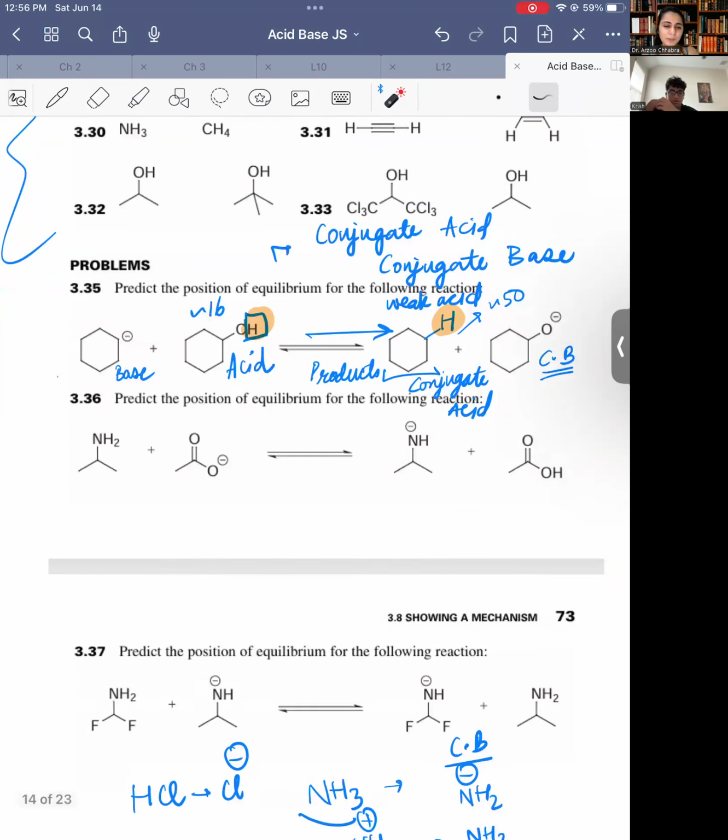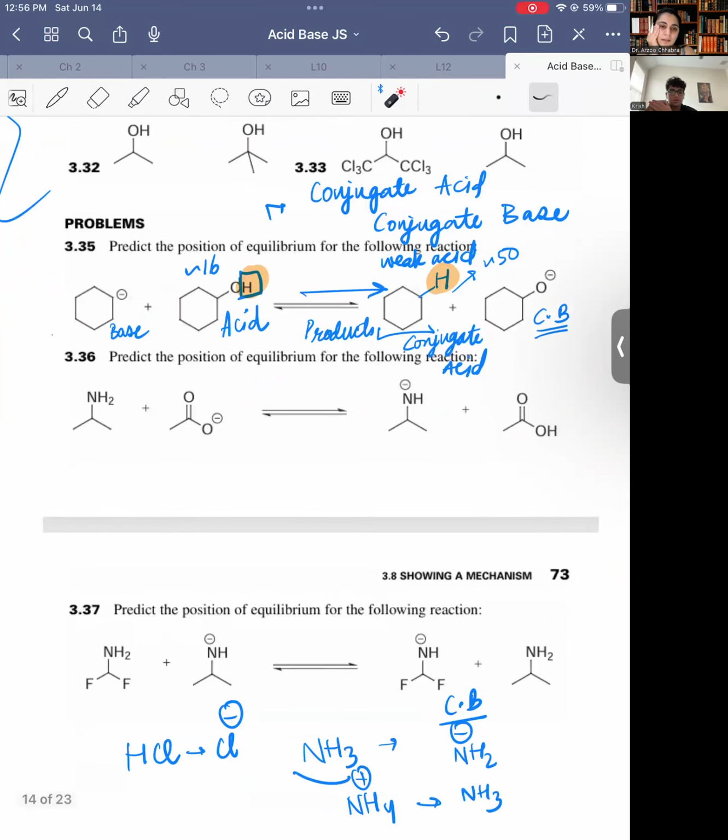Okay. What about the second? Wait, can I ask something? Sure. With acid base, I've always noticed that the weak acid and weak base are always on the same side, and the strong acid and strong base are always on the same side. Is that because of the leveling effect? That's a good point.